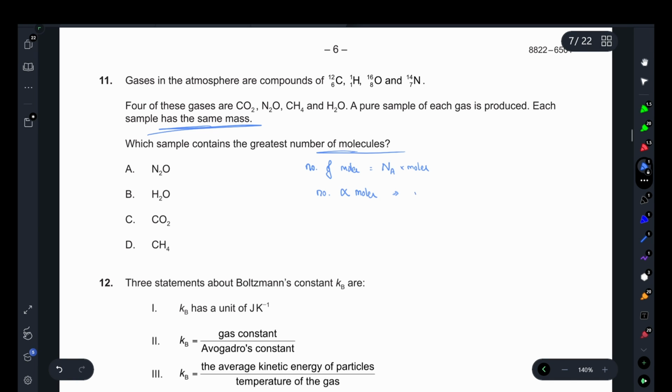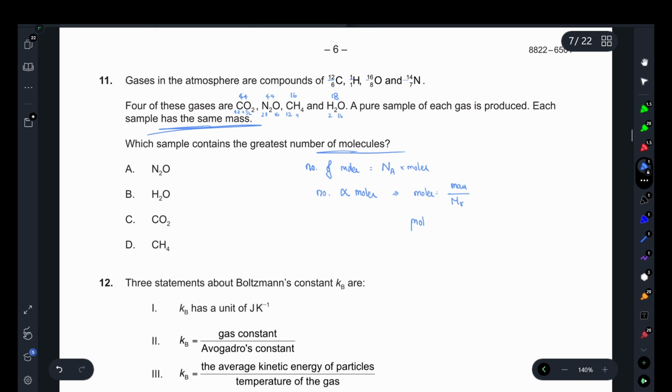And the formula for moles is equal to mass by molecular mass. For each of these, the molecular mass is given by adding these mass numbers. So let's write it right on top. So this is 12 plus 32, which is 44. N2O, which is 28 plus 16, which is once again 44. 12 plus 4, which is 16. And 2 plus 16, which is 18.